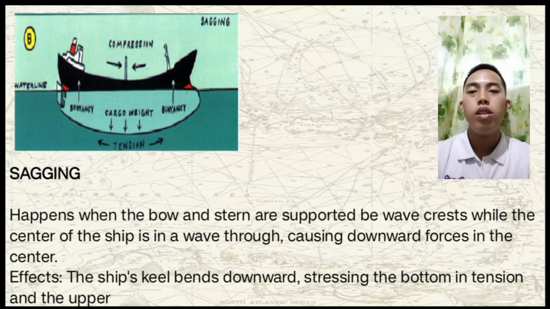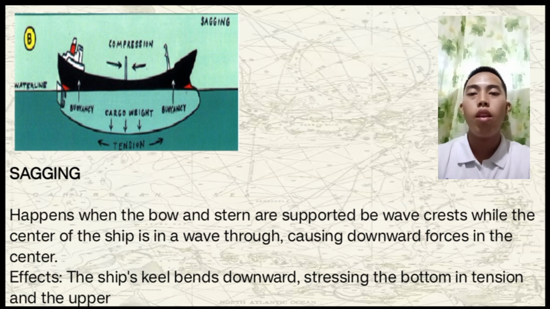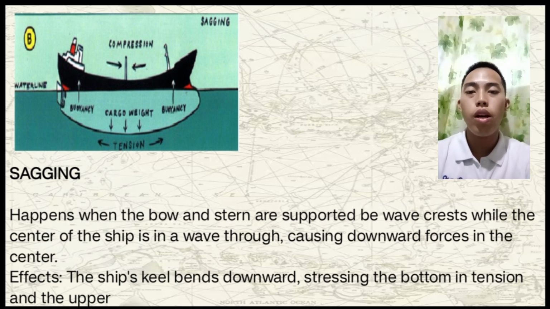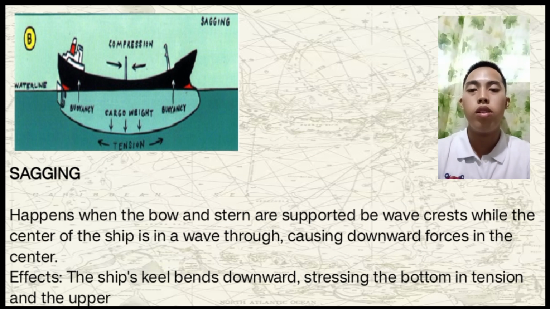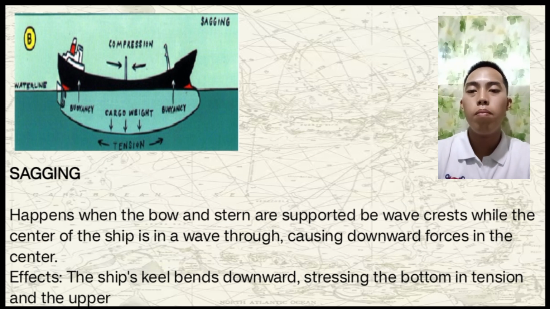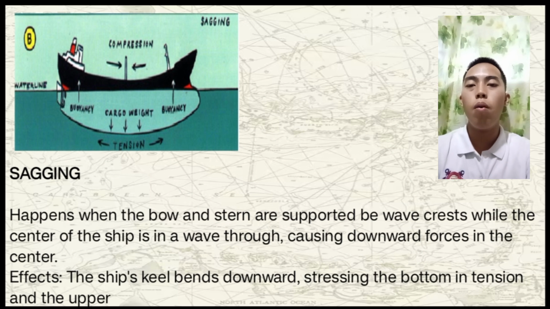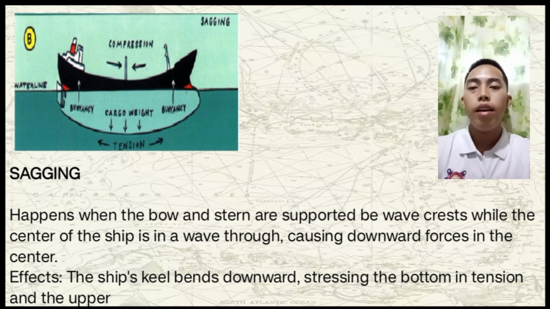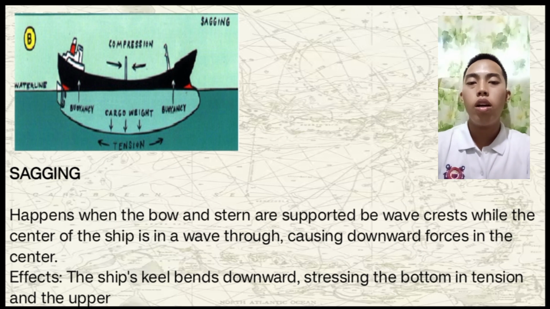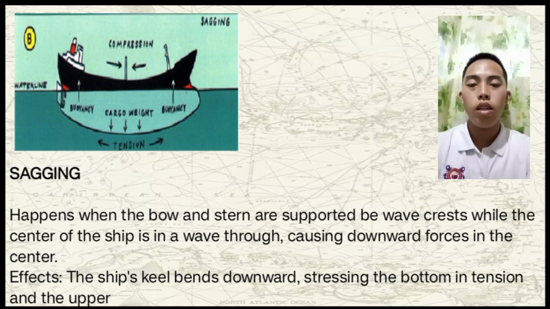So sagging is structural stress experienced by a ship when its bow and stern are supported by wave crests, while the center of the ship is in a wave trough. This situation creates downward forces in the center of the vessel. So the weight of the ship along with the lack of support in the middle causes the keel to bend downwards.